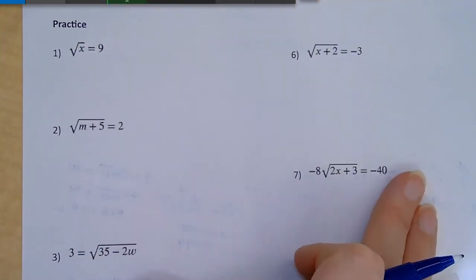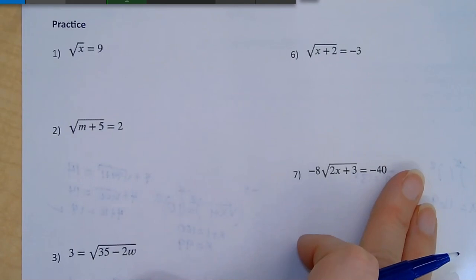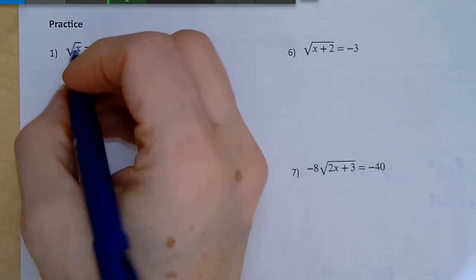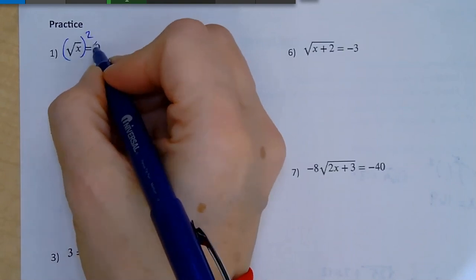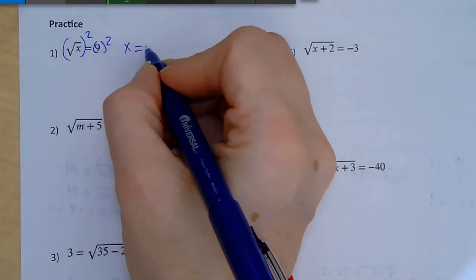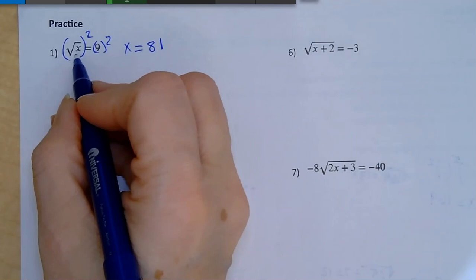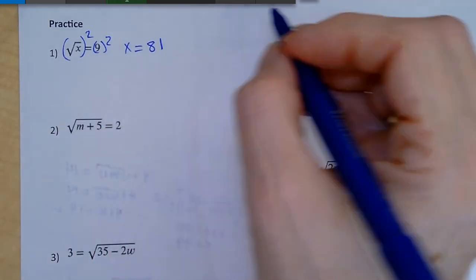Okay. Practice here. So try these practice problems, and then either try them one at a time and pause the video, or try a bunch of them, pause the video, try a bunch of them, and then come back and check your work. I'm going to square each side. So I get x equals 81. If I check it, the square root of 81 is positive 9.